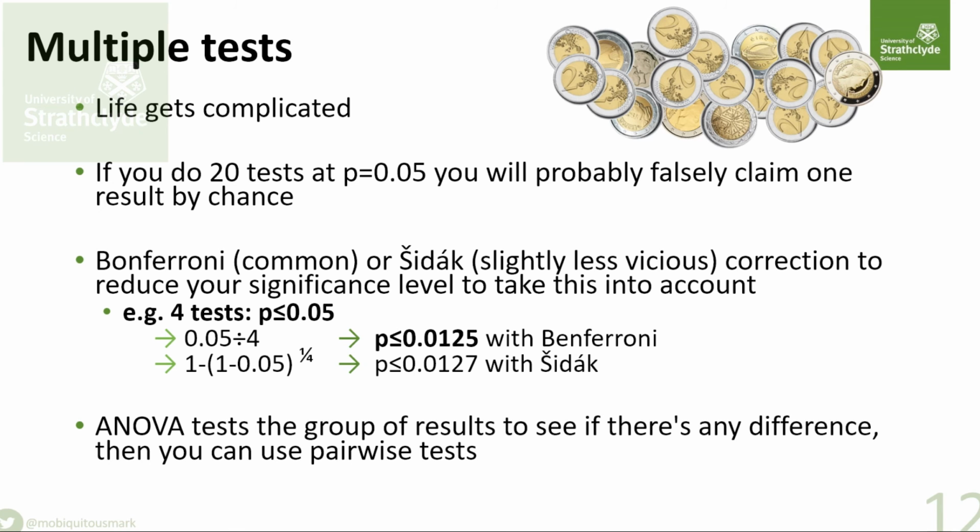There are corrections you can do to this, so if you're doing multiple tests, you should actually do Bonferroni or Sidak's slightly less vicious correction. For Bonferroni, which is simple, you divide by the number of tests you're doing. So instead of looking for a value under 0.05, you're actually looking for a value under 0.0125. It overcompensates, but it compensates for the fact that you're doing multiple tests. I know there's a better way to go if you're doing multiple tests, but that's a whole different course.